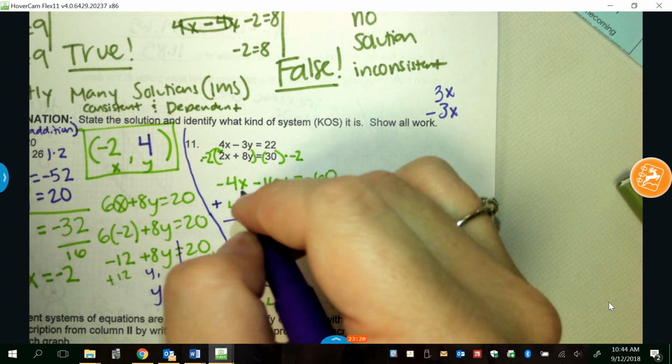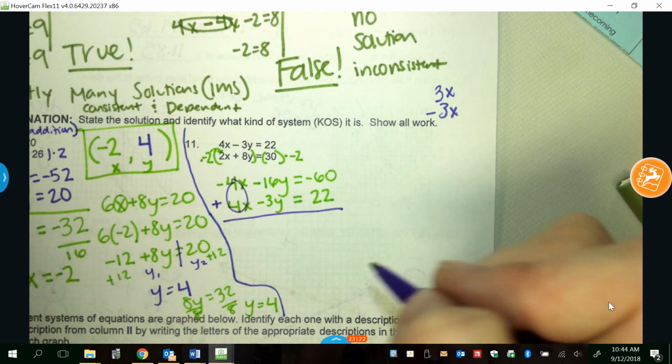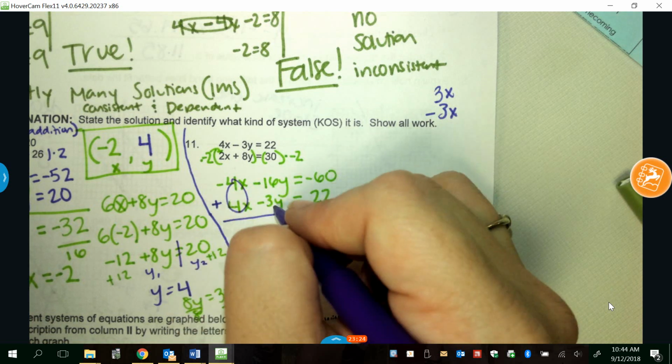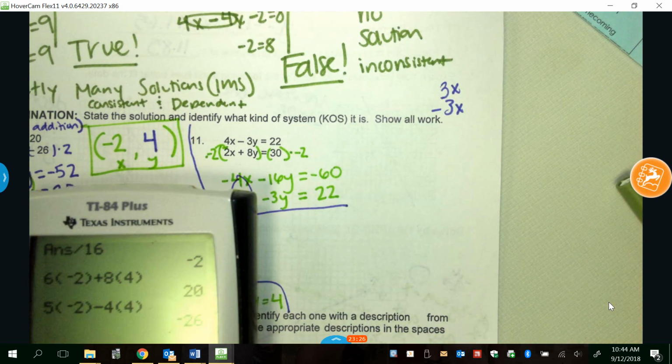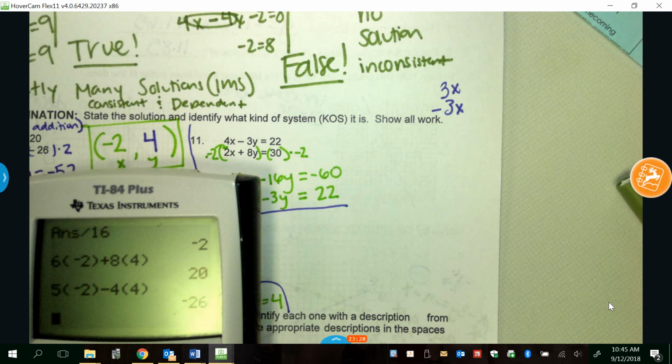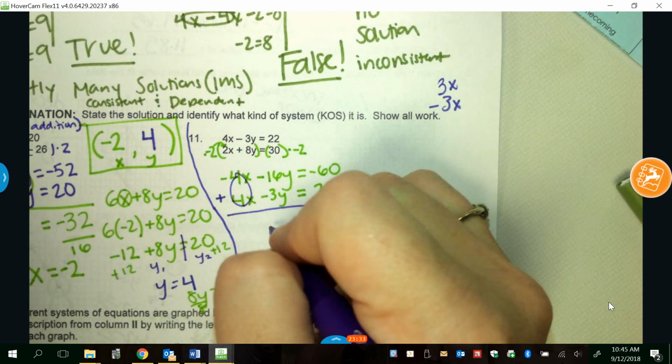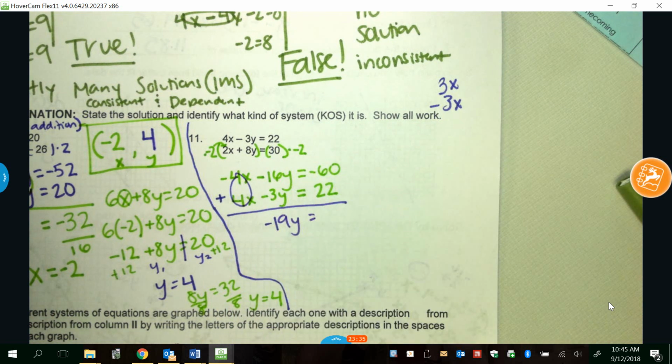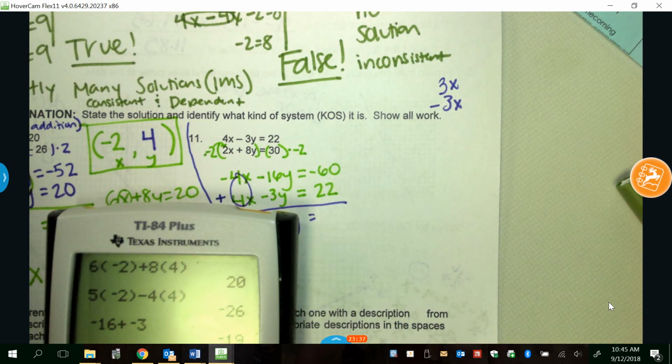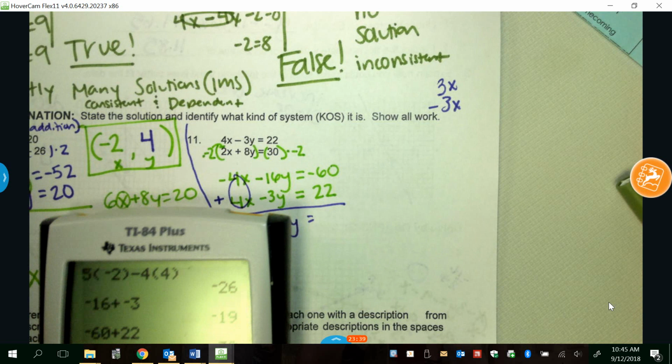So negative 4x plus 4x is 0. Negative 16y plus negative 3y. So guys, if you struggle with negatives, now's the time to use your calculator. Negative 16 plus negative 3 should be negative 19y. And again, if you struggle, negative 60 plus 22 is negative 38.